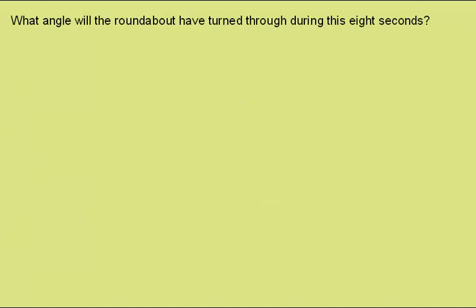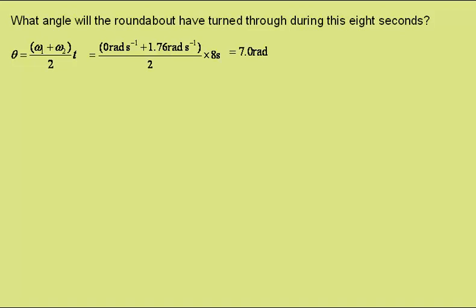What angle will the roundabout have turned through during this 8 seconds? Well, now we can use this formula. Putting in the values gives an angle turned through of 7 radians.